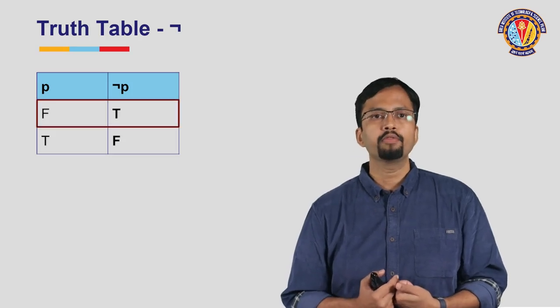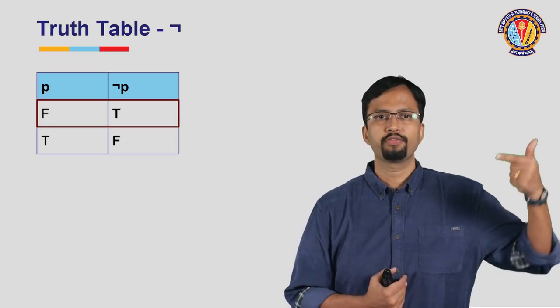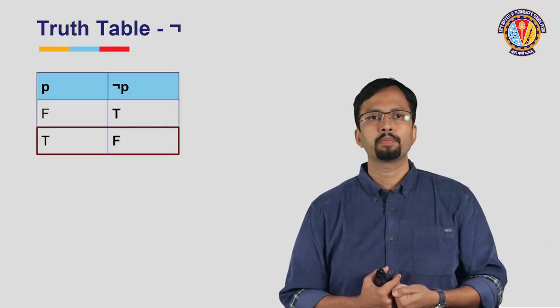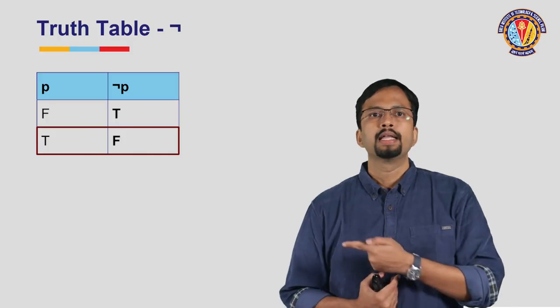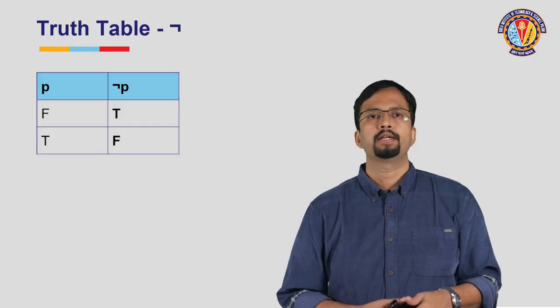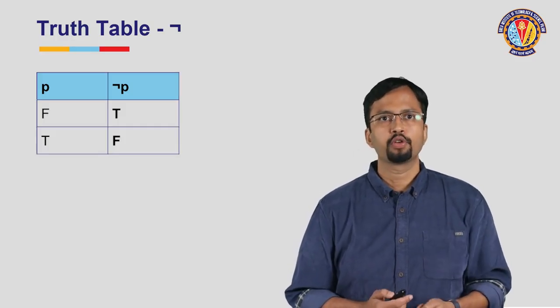If the value of P were false, negation of P is true, which is the first row of your truth table. And if the value of the propositional variable P is true, then the compound proposition negation of P is false. Right. So this is sort of the simplest example of a truth table.